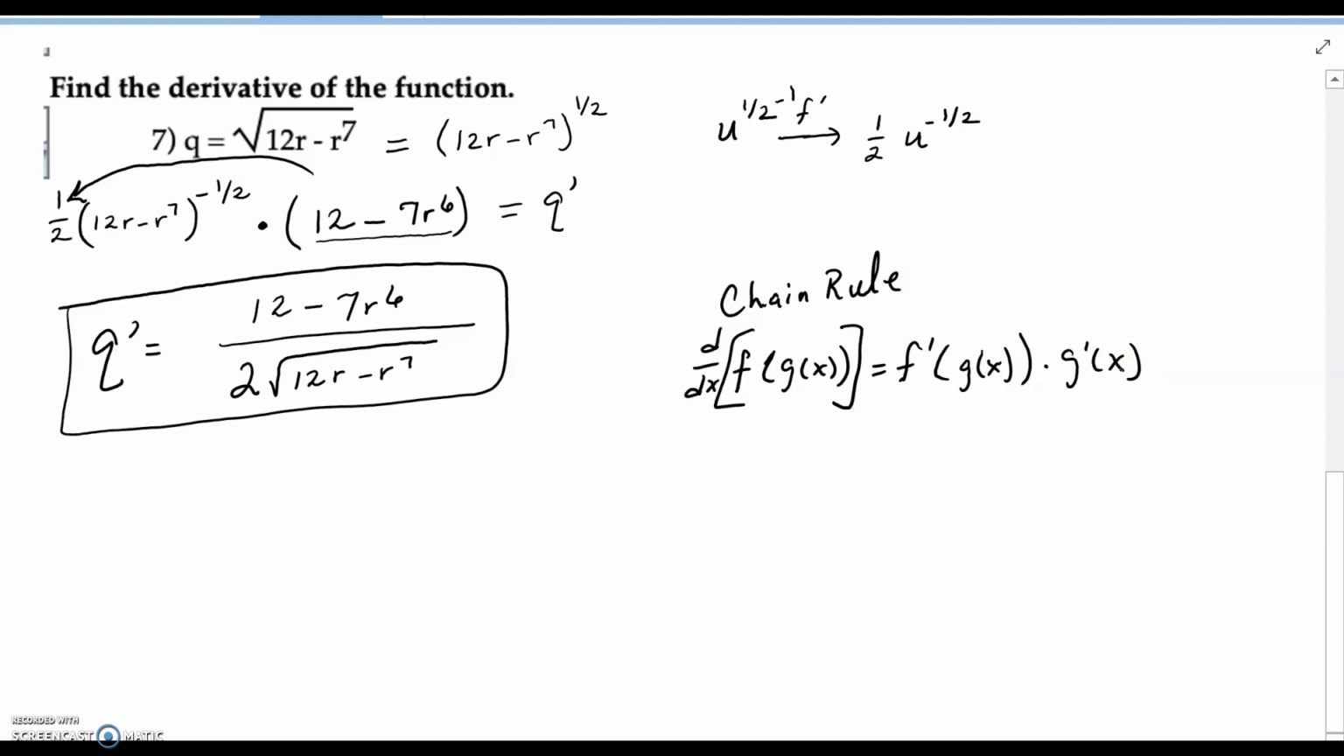And it is possible to have more than one inside. There could be more inner parts, like layers of an onion, if you will. You may have to do the chain rule again, in that case, a chain within a chain. And I always say, I have 2 chains. All right, that was just a joke.